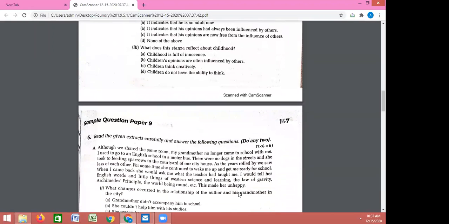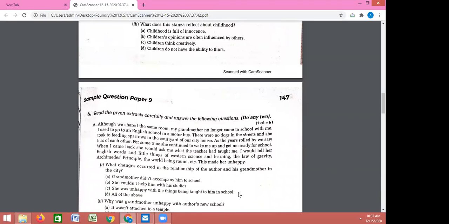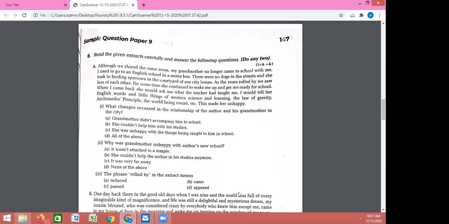Question number 6 will be extracts from your books. Particular question in very systematic way. You will have to read and reread the extract and answer the question in a very systematic way. So I'm just highlighting the things in a very systematic way. What changes occurred in the relationship of author and her mother in the city? I think you must have studied the chapter and you will have to read the chapter line by line, and the right answer you will have to look at, that will be all of the above.